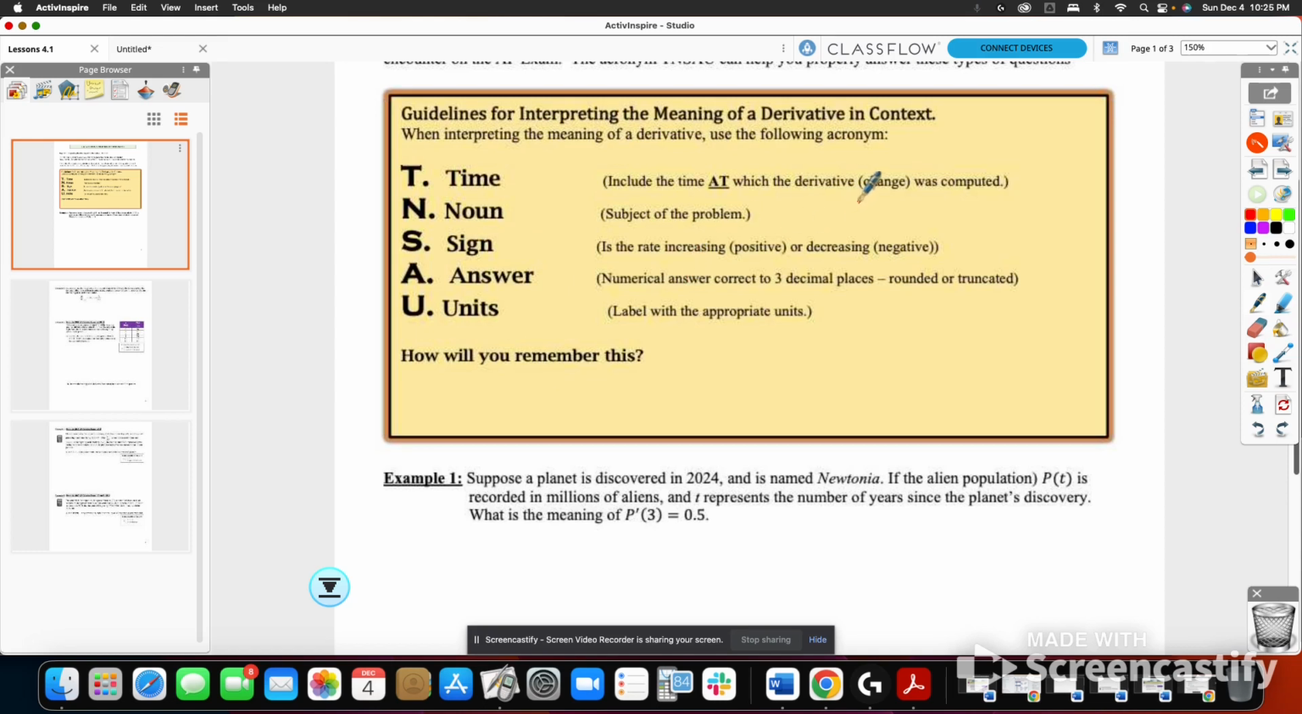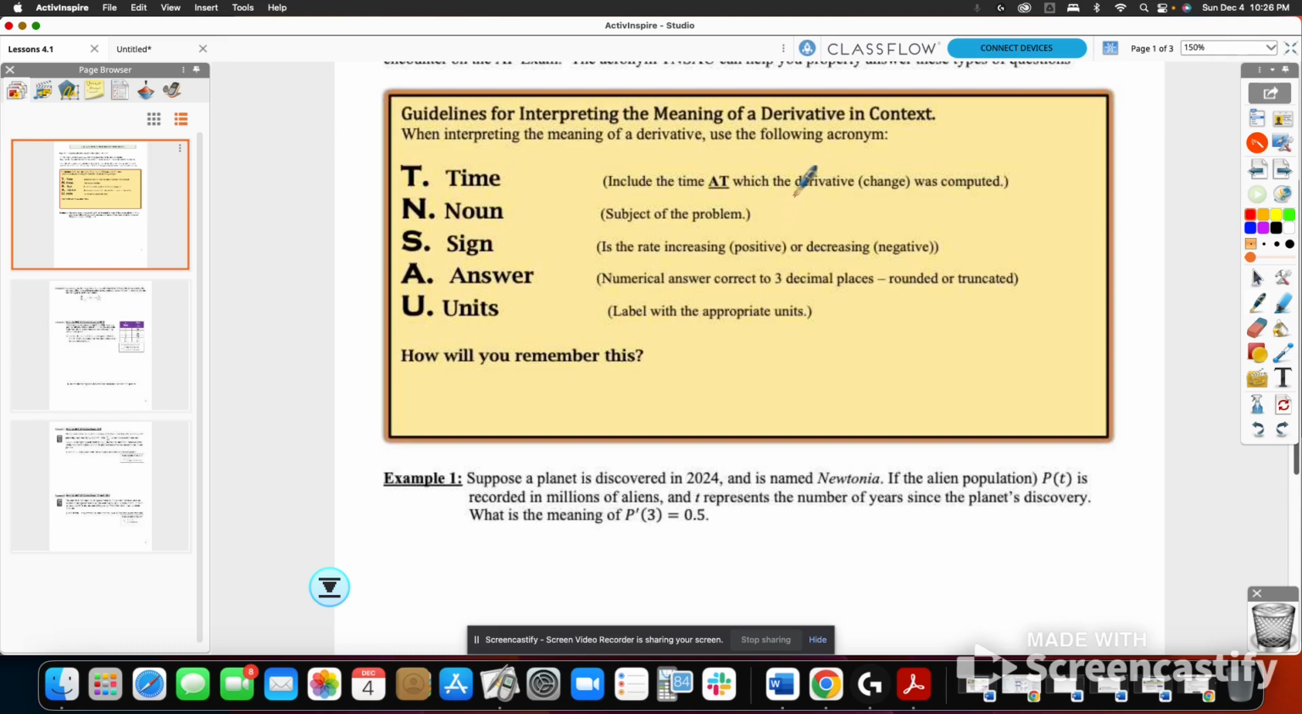S is the sign. So if the sign of the answer is positive, it means that the rate of change is increasing. And if it's negative, then it's decreasing. And then the numerical answer, which should be correct to 3 decimal places. And you can either truncate it or round it. And do not forget to write down the units, in the context of the problem.